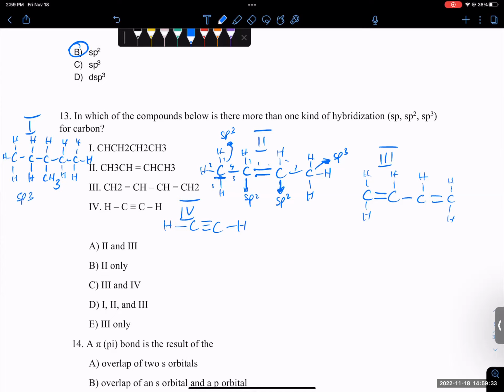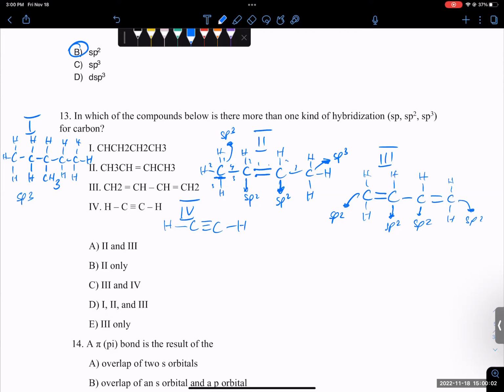What about the third one? What are we thinking? Hybridization of this card. What about this? Oh, they're all SP2. They are all SP2, because there are always three things attached to every single carbon in this card. I agree with you, Michelle.